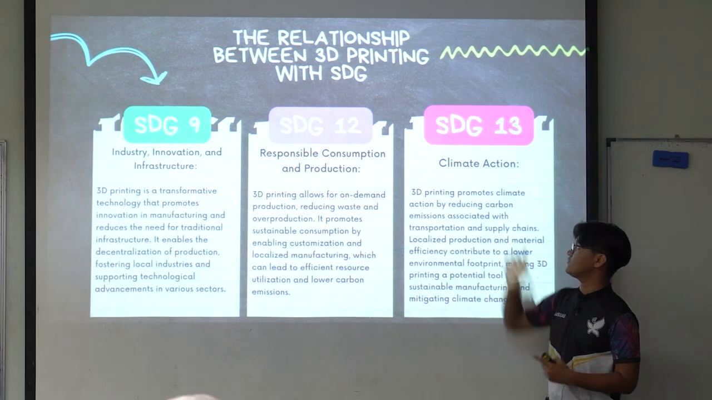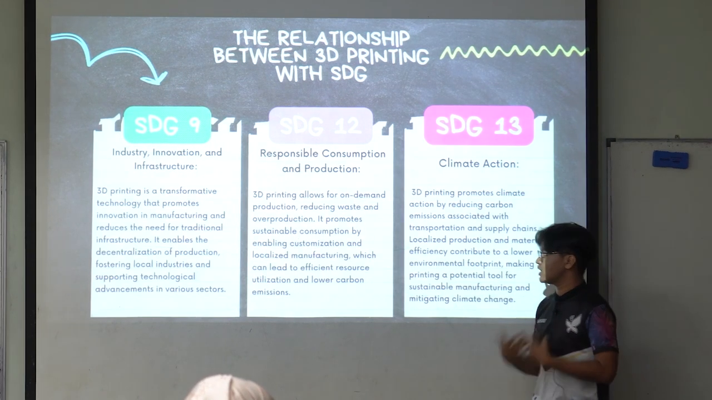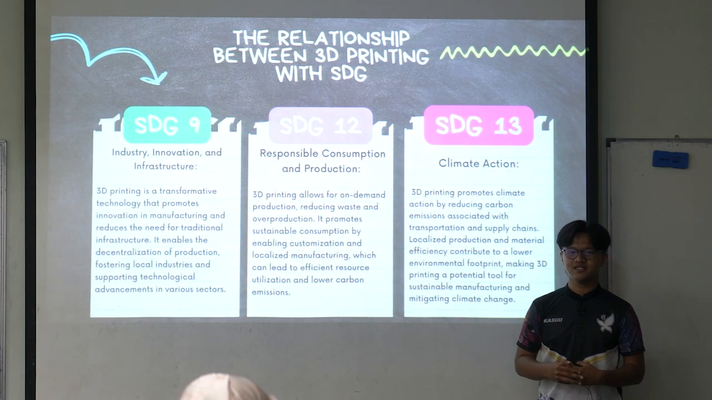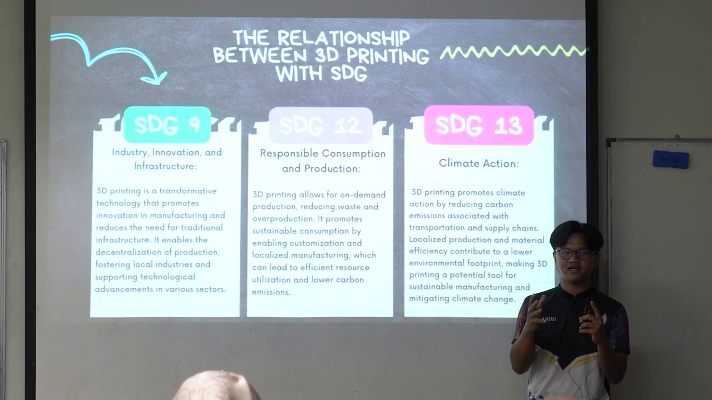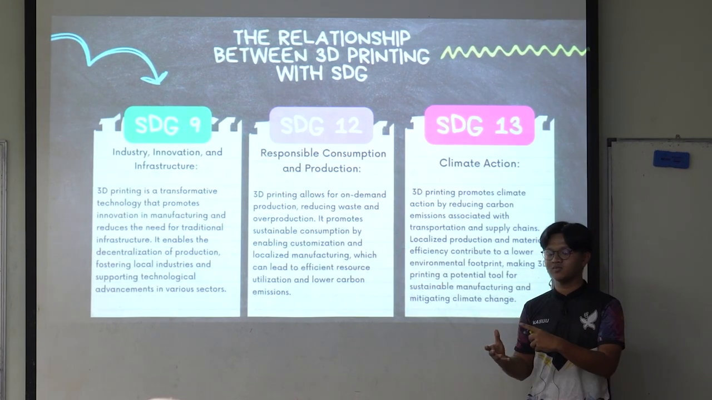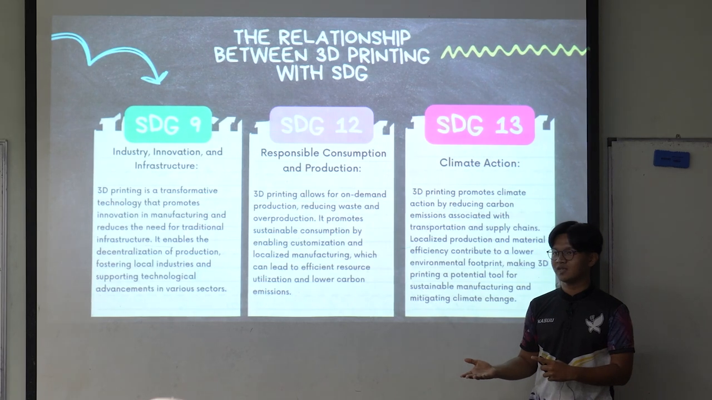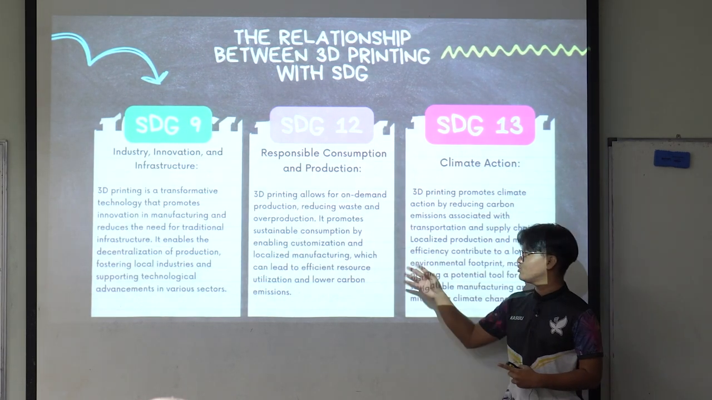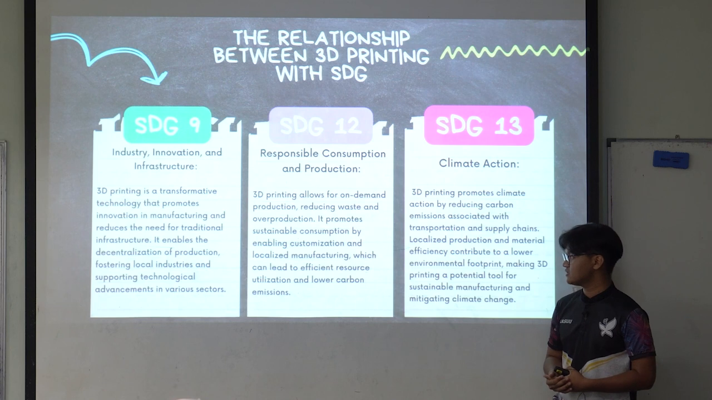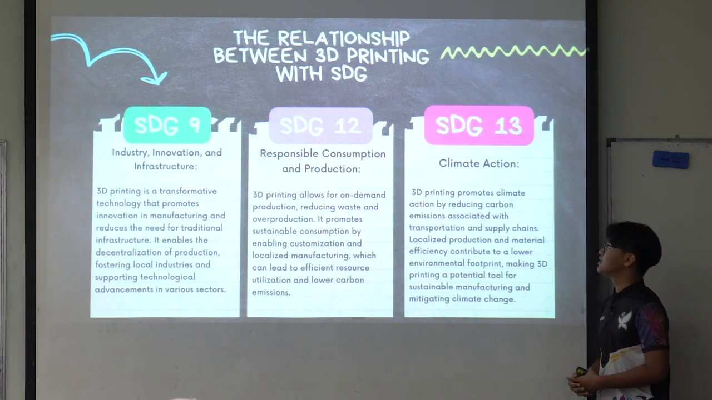The next is SDG 12, responsible consumption and production. 3D printing allows for on-demand production, reducing waste and overproduction. Because using 3D printing, as I said, by using CAD, we model the product that we want to produce precisely and accurately, so no materials will be wasted, and it's very effective. It promotes sustainable consumption by enabling customization and localized manufacturing, which can lead to efficient resource utilization and lower carbon emissions. The last is SDG 13, climate action.